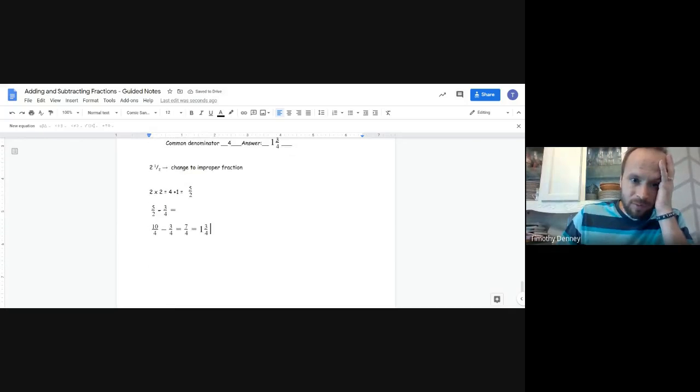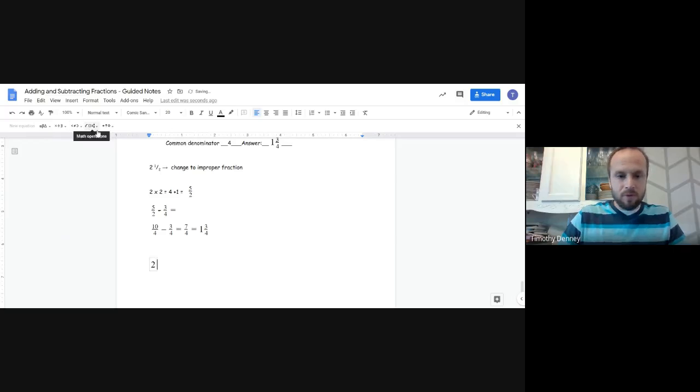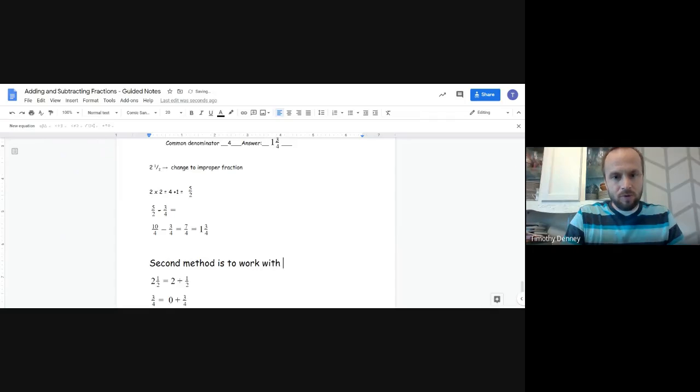All right, the second method is utilizing the fact that 2 1/2 is the same thing as 2 plus 1/2. Also utilizing the fact that 3/4 is the same thing as 0 plus 3/4. So the second method is to work with the wholes and parts separately.